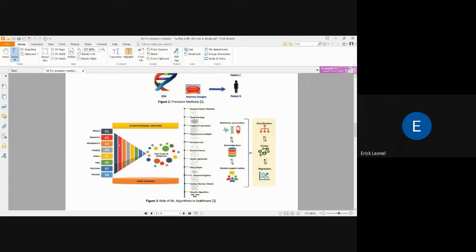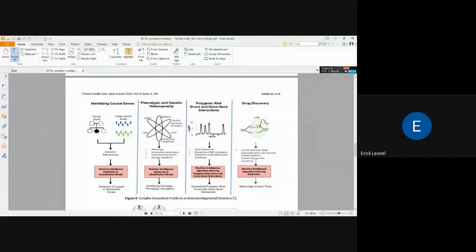Over the last few years, AI approaches have been used in neurodevelopmental disorders, specifically in autism spectrum disorder. AI algorithms can create an impact in four complex problems and help resolve them in neurodevelopmental disorders, as shown here in figure four. First, identifying causal genes. AI methods are crucial for identifying causal genes and blockages. The models have recently shown reasonable success for improving genetic diagnosis in neurodevelopmental disorders.